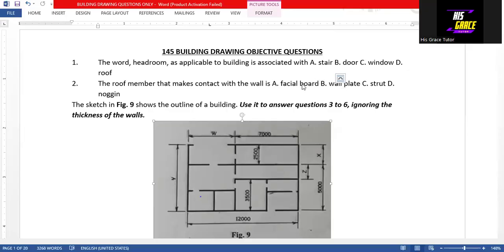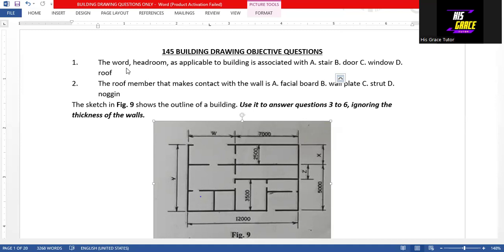Here we are going to be looking at 145 building drawing objective questions. I'm going to provide answers to these 145 building drawing questions. Let's go without wasting time.